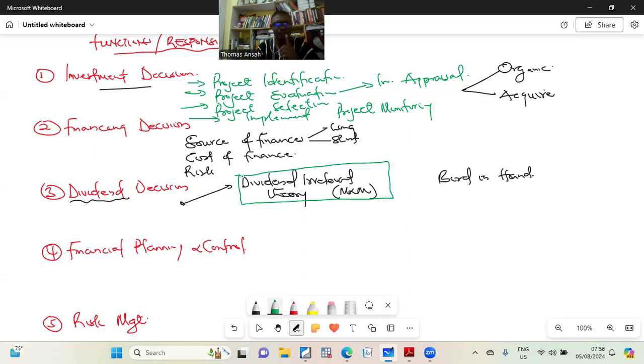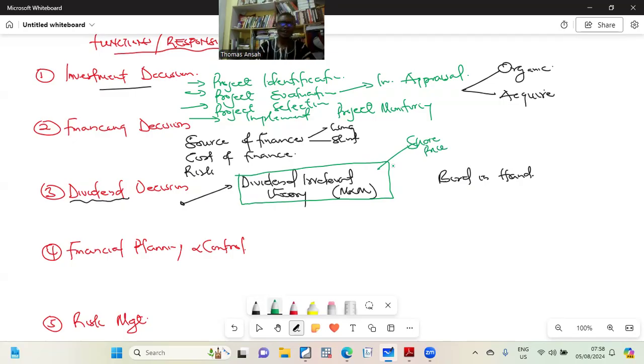What is the other means by which shareholder wealth can be maximized? We just discussed that. What is the other means? Yes, Kevin. Come again. Increment in share price. Yeah. So we all know that share price can also bring about shareholder wealth maximization.